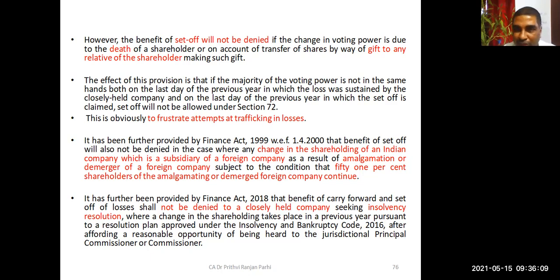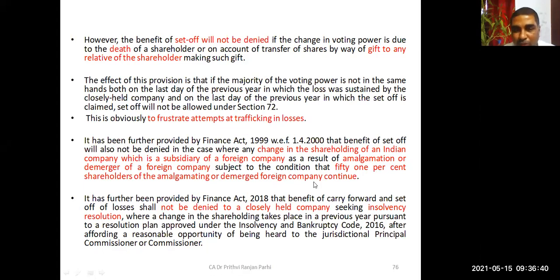Okay, two exceptions I told you. One more exception is also there. That is, in case there is a change in shareholding of an Indian company which is a subsidiary of a foreign company, and this change is happening as a result of amalgamation or demerger of the foreign company, subject to the condition that 51% of the shareholders of the amalgamating company or demerged foreign company will continue.